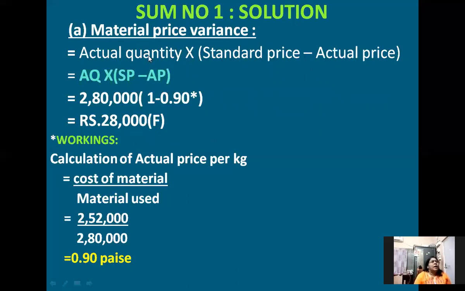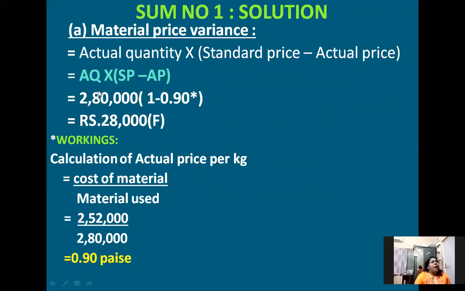That is material price variance. We are going to calculate the variance about the price, so we need to compare the standard price with the actual price. On the actual quantity, it is the difference between the standard price and the actual price on the actual quantity. So how are we going to work out this problem?